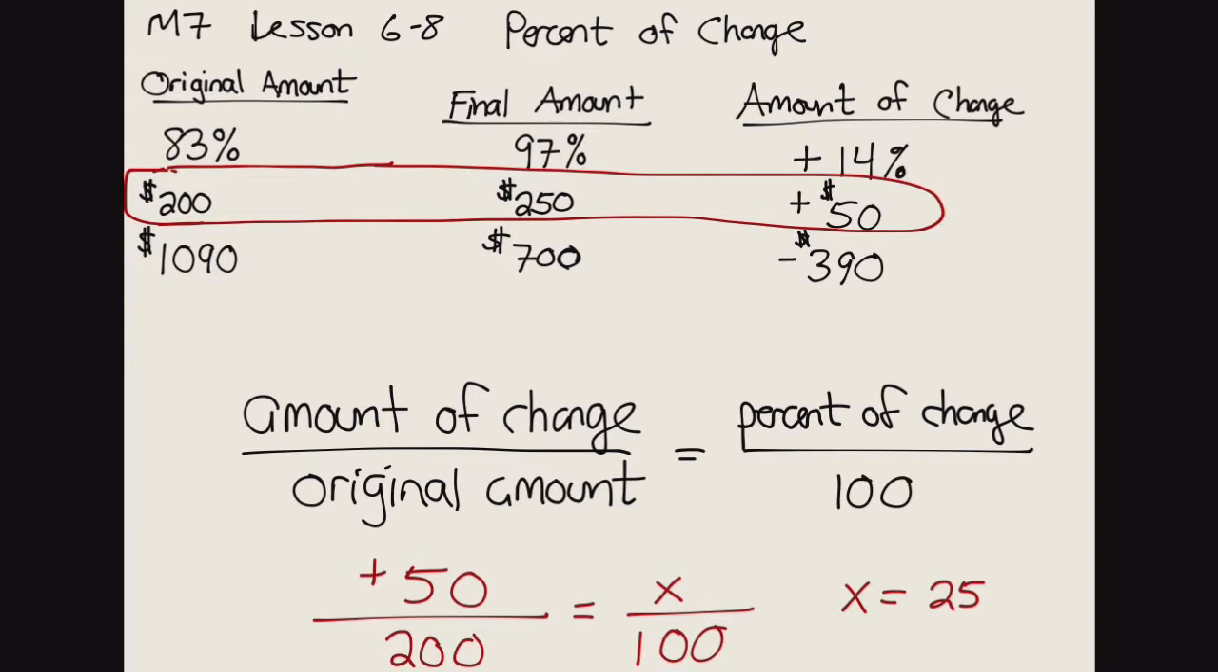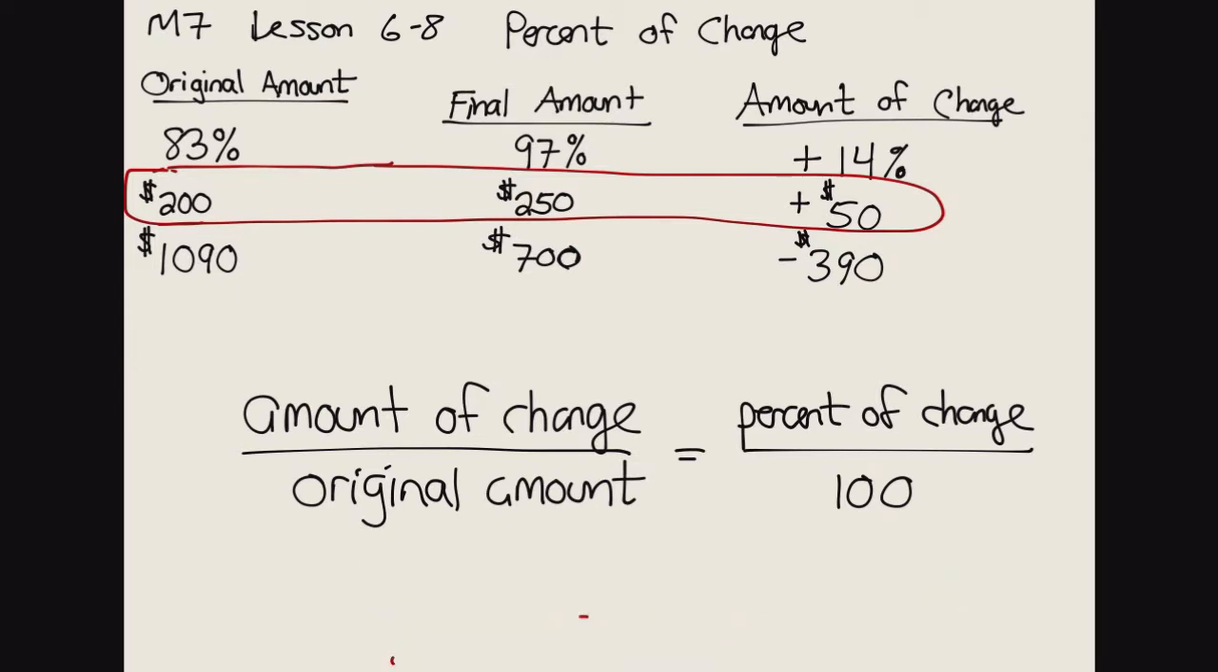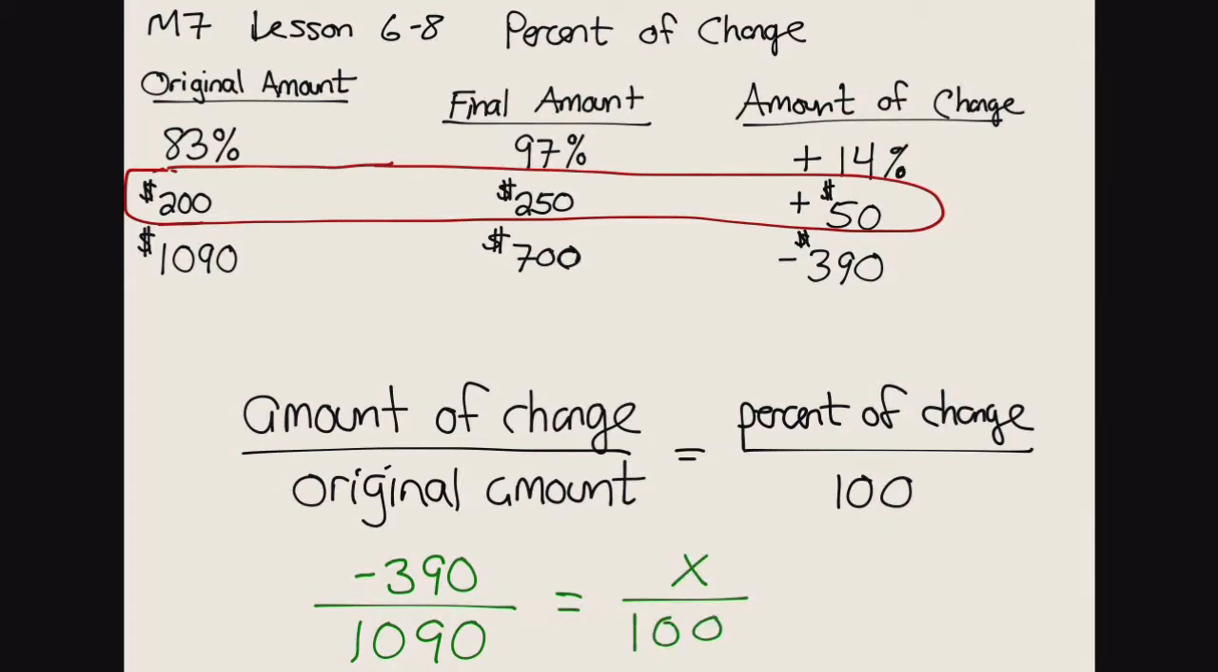Okay, I'm going to erase the stuff at the bottom here. I want to do one more example, then I'll take some questions. What about the decrease one? How would I set that one up? Izzy. You would do negative 390 over 1,090 equals, do I know the percent of change, or is that what I'm trying to find? Okay, so what would I use? X over 100. Right. Go ahead and solve that with the person next to you.